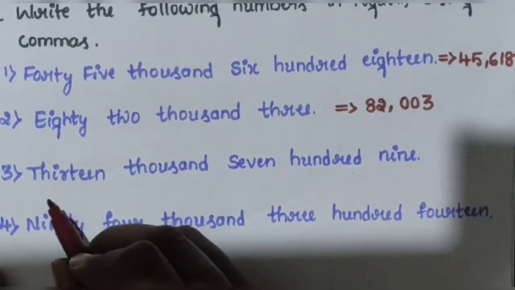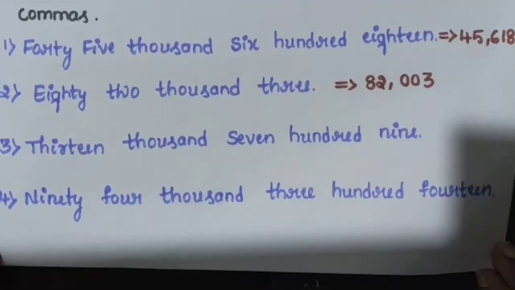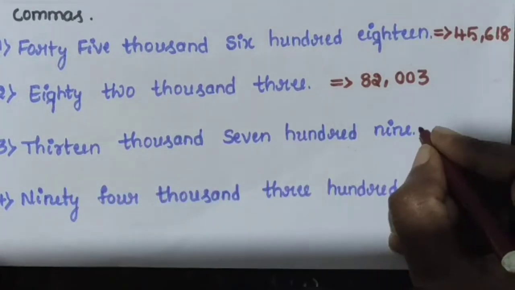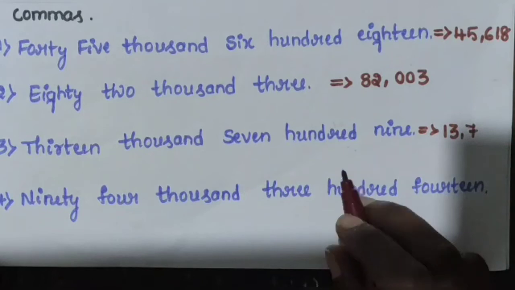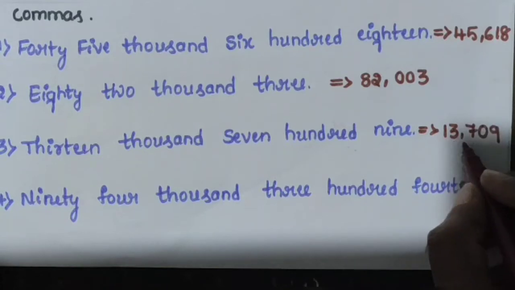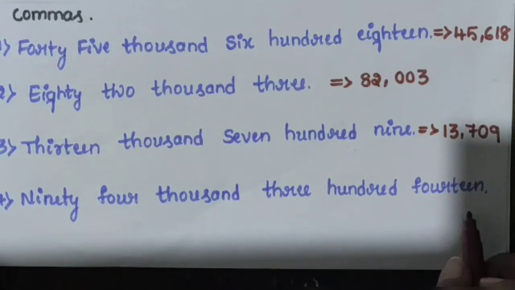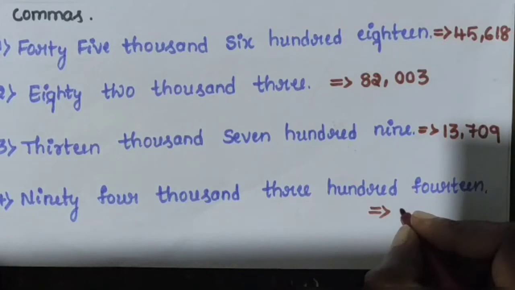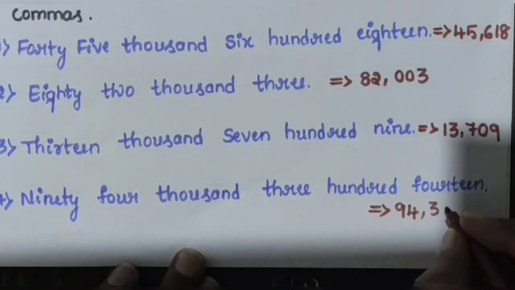Next, question number 3. 13,709. Write in numbers. 10 plus 0 and the units place is 9. 13,709. Next, question number 4. 94,314. 94,314 equal to 94,314 means 1, 4. This is the answer.